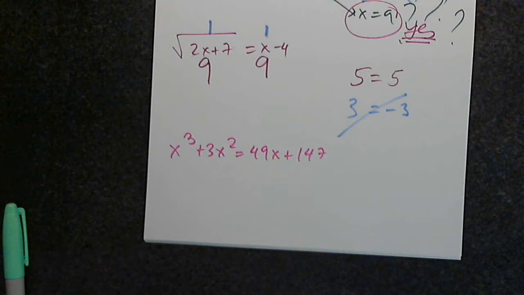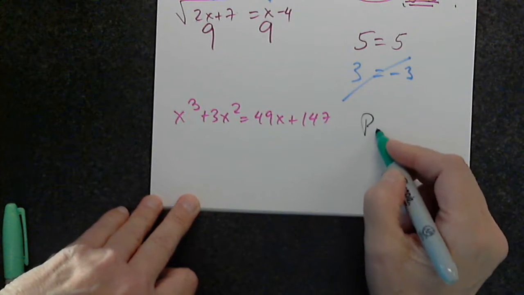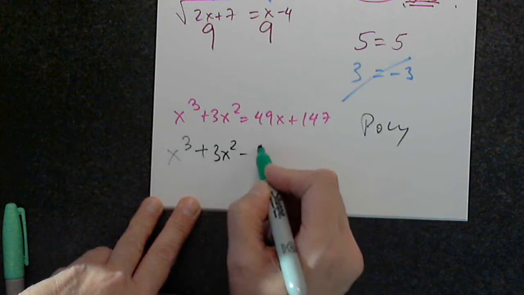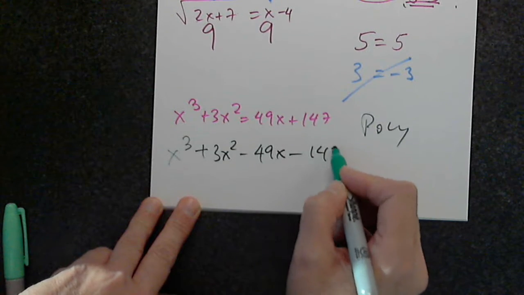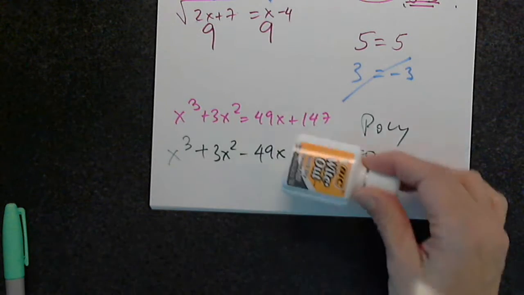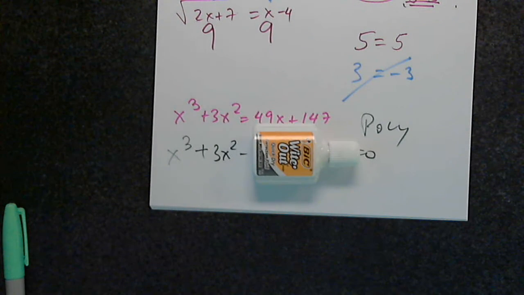Okay, so now I'm asking myself again the same question over and over. What type of equation is it? It's a polynomial equation. Very good. So x cubed plus 3x squared minus 49x minus 147 equals 0. It's in descending order. Greatest common factor, no. Negative leading coefficient, no. Then what is my only option? Factoring by grouping.